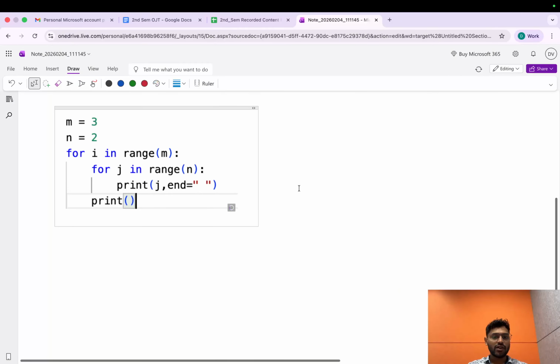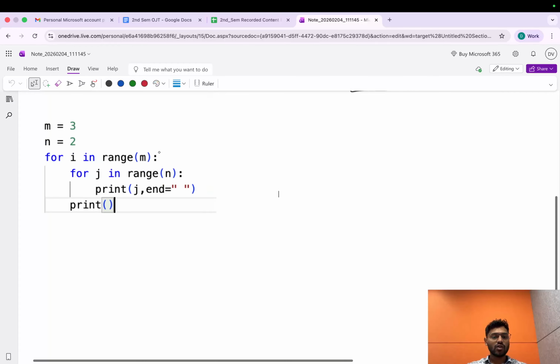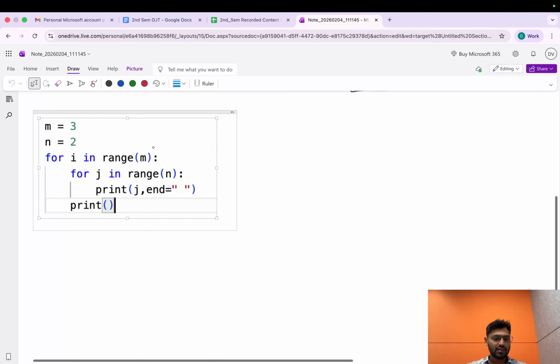If you have really understood the problems, you should be able to tell the time complexity of this. What is the time complexity? First, let's predict the output, and then we can analyze the time complexity. Okay, outer loop will range 3, right? So here m is 3. Here range is 3. And here range is 2.